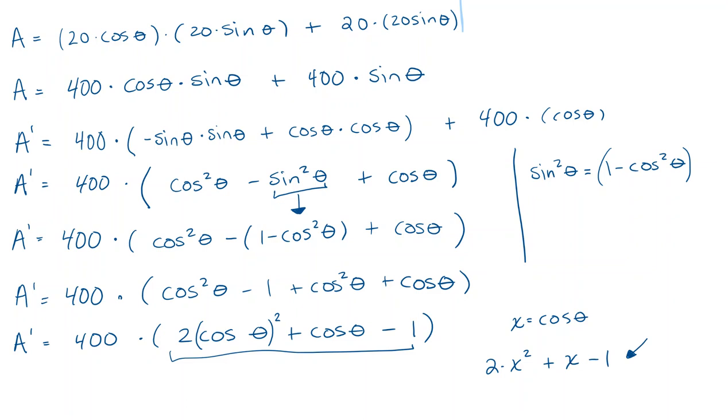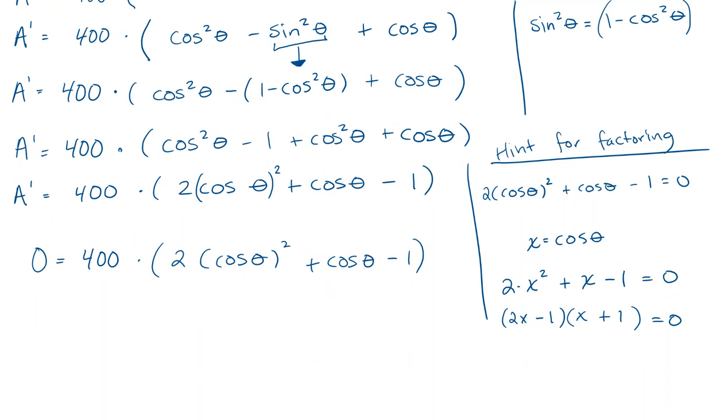So it's no different that it's 2 times cosine squared plus cosine minus 1. This could still be factored. And if you need to, feel free to make this substitution and then, once you've factored it, replace every x with a cosine of theta. So we're going to consider, where does this derivative equal 0 or not exist? So here we would have 0 equals this. Of course, we could divide both sides by 400 and we would just get 0 equals this expression.